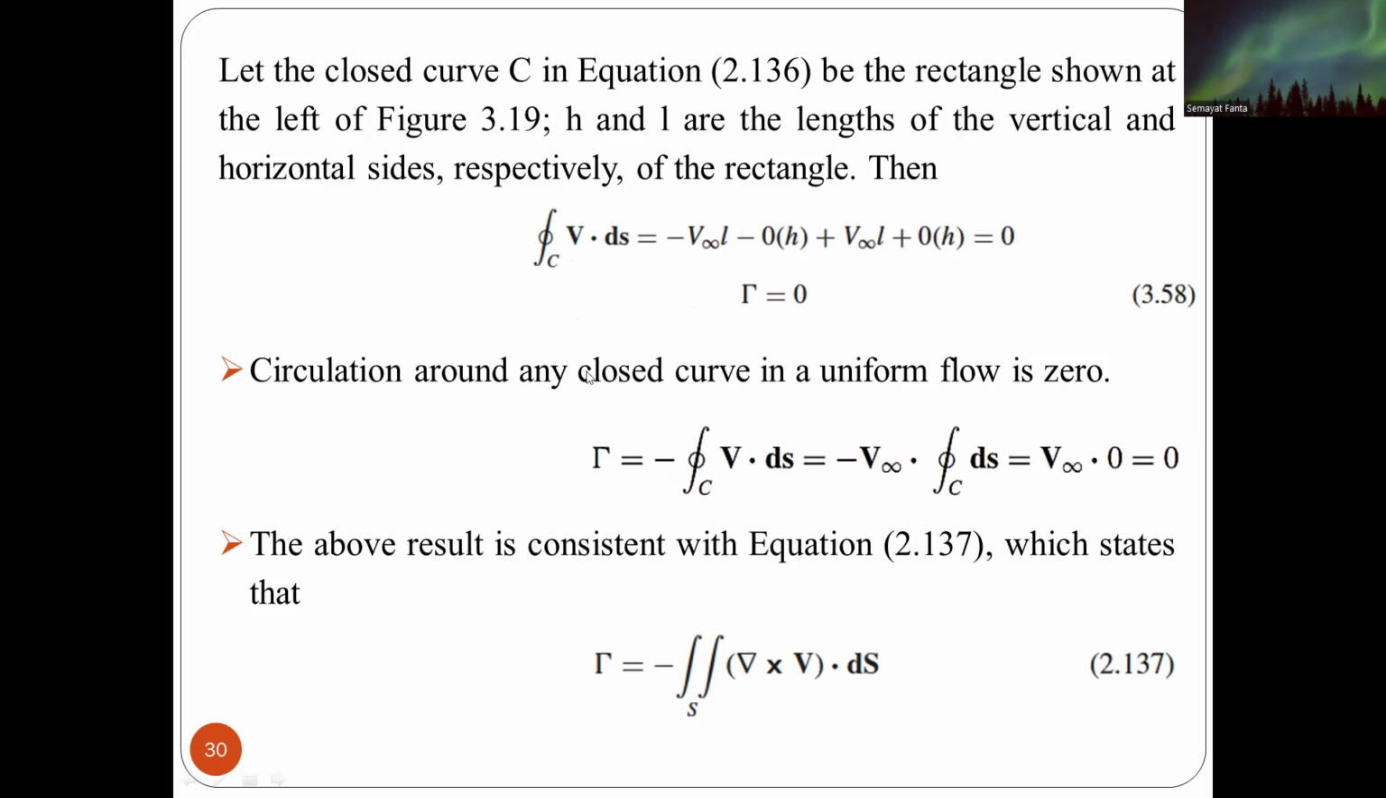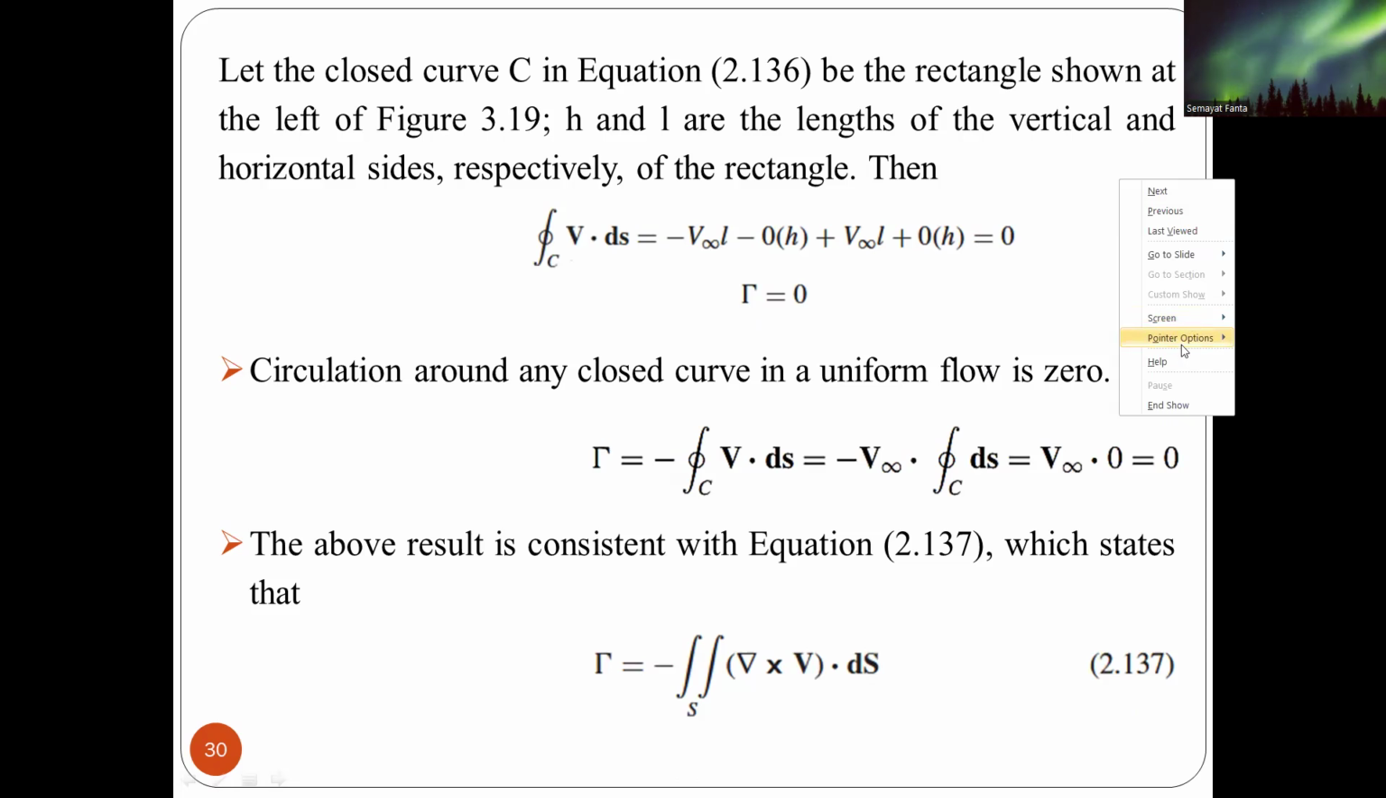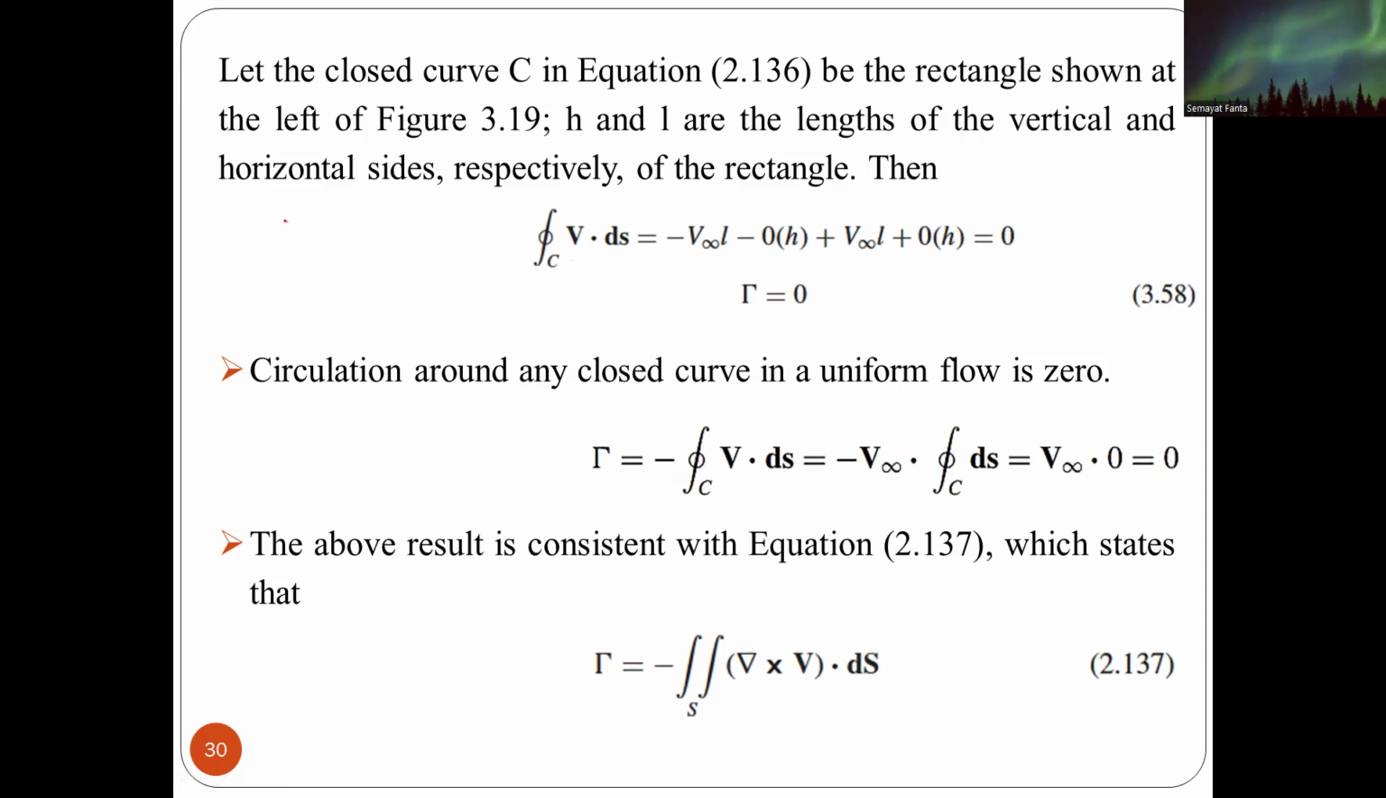These are equal and opposite, so the circulation is equal to 0. So circulation around any closed surface in uniform flow is 0. Our shape is like this, a rectangle having h here, h here, L here, L here. Starting from somewhere, our flow can be either from this direction to this, or from this direction to here. So the sum of circulation is equal to 0.